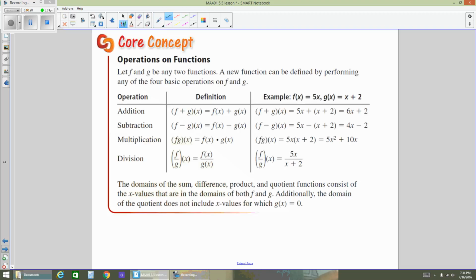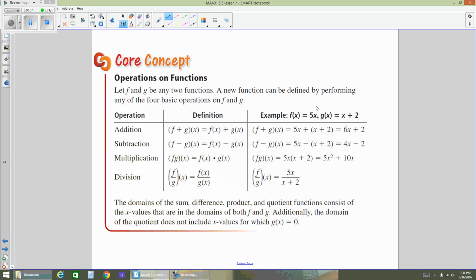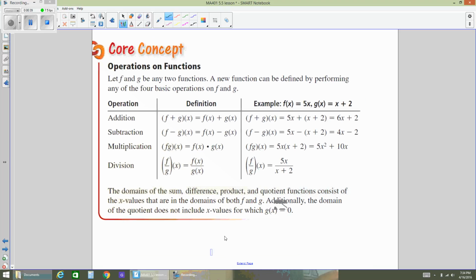All right, so what we have here is some addition, subtraction, multiplication, and division of two linear functions. One function is 5x and the other is x plus 2. And then we also have the division. There we go, finally. So look at the division.